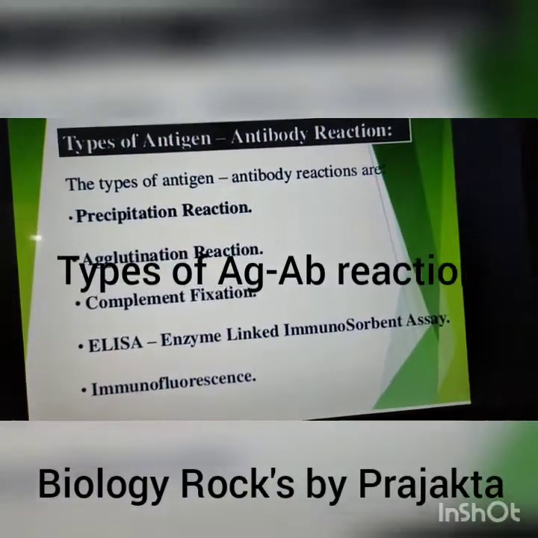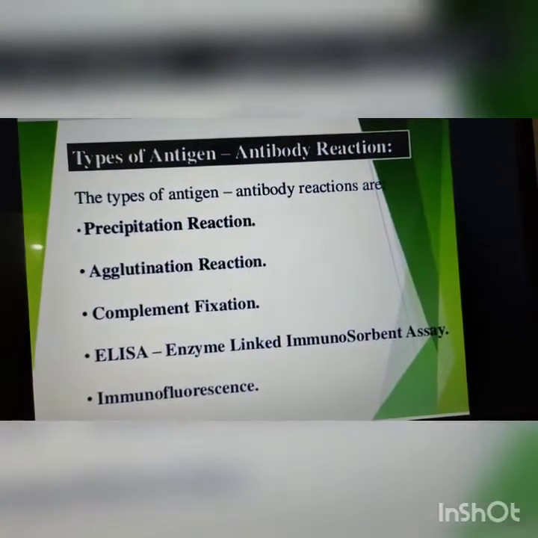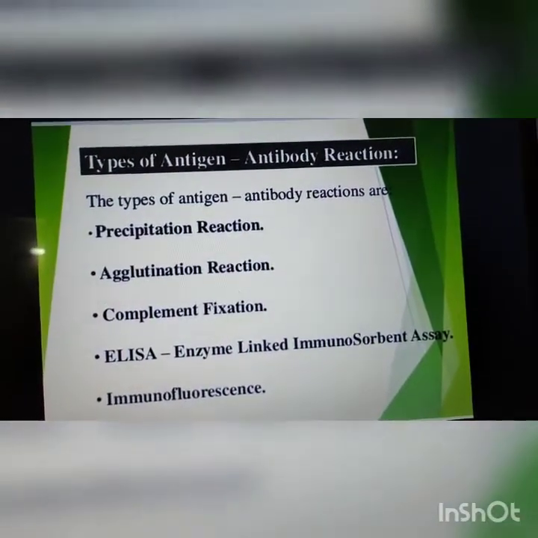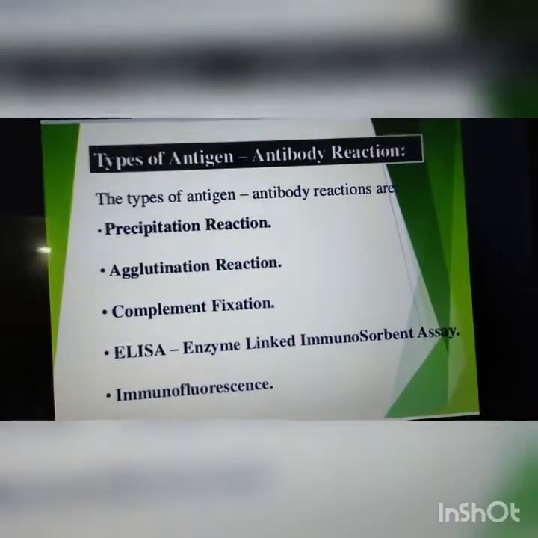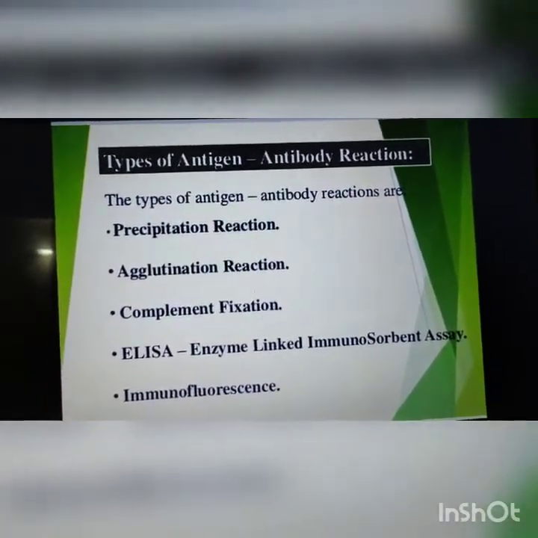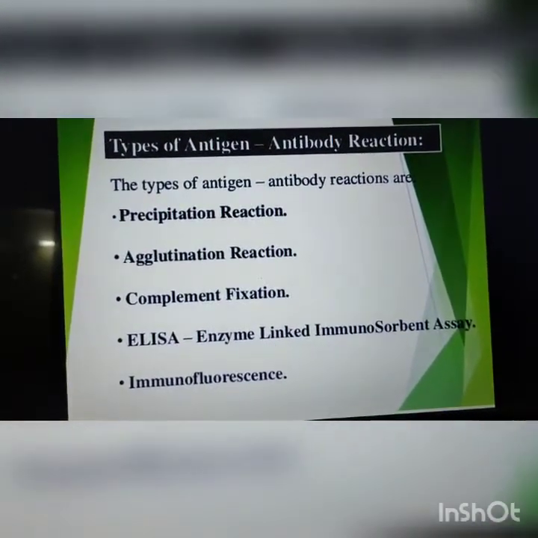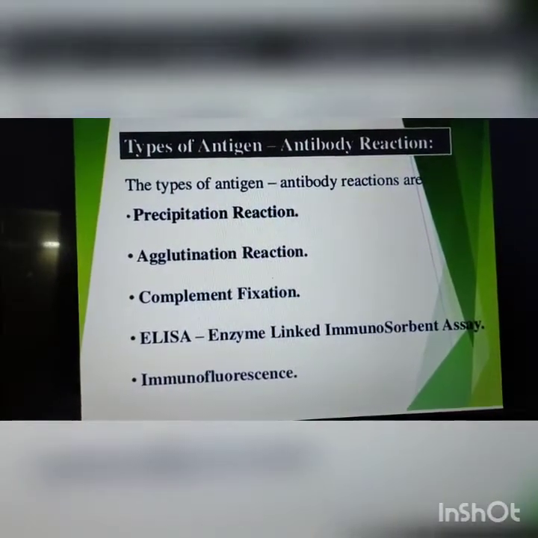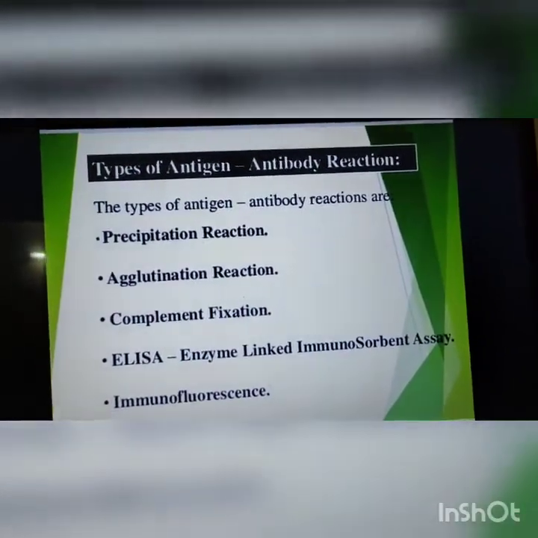Hello students, today we are going to study the types of antigen antibody reaction. In the previous lecture we discussed what the antigen antibody reaction is and what the requirements of an antigen antibody reaction are. Now, what are the types of antigen antibody reaction? They are precipitation reaction, agglutination reaction, complement fixation, ELISA and immunofluorescence. One by one we are taking a brief discussion on each.